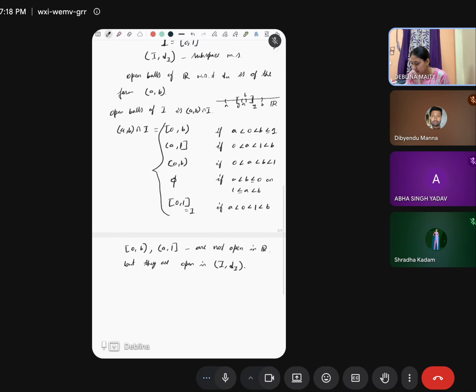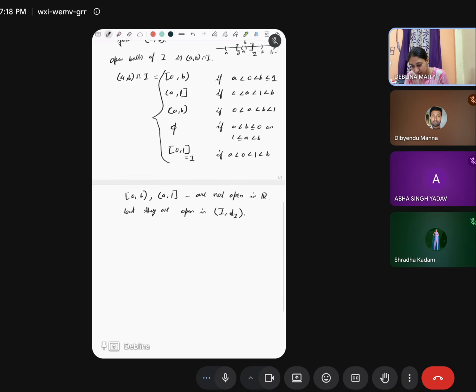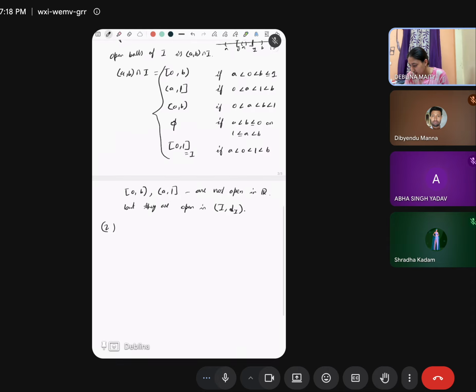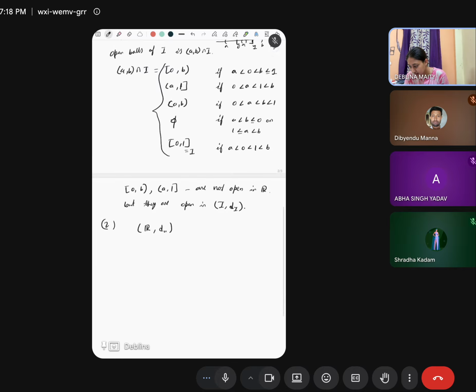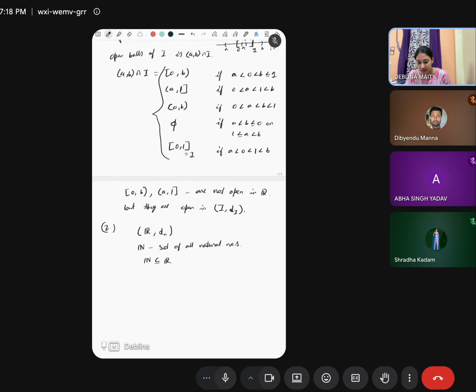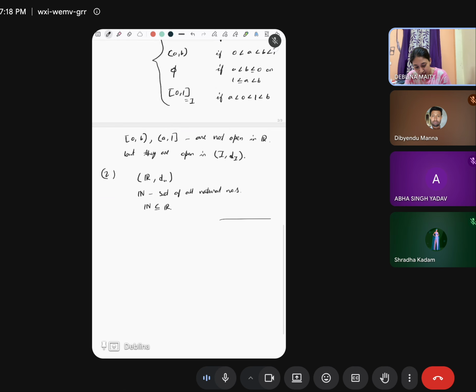Okay, so let's see the next example. So similarly here R with the usual metric, and here we are taking the subset N, which is the set of all natural numbers. So N is a subset of R. Now what are the open balls of N? Okay, this is the question. So this is N, starting from 1, 2, 3 like this.